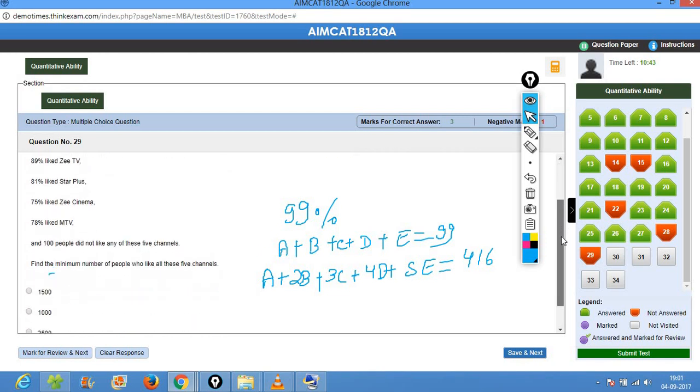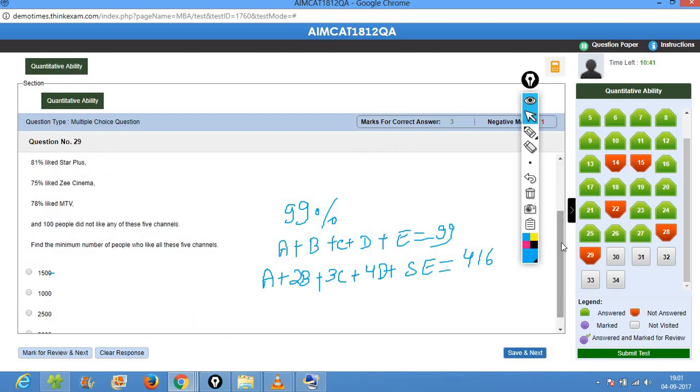Now next question. What is the question? Find the number of people who like all these 5 channels. All these 5 channels. I have to minimize the number of people. So this can be possible if this is 0.